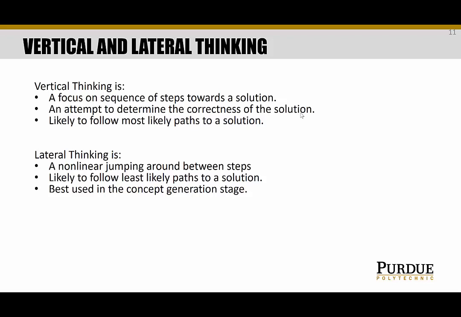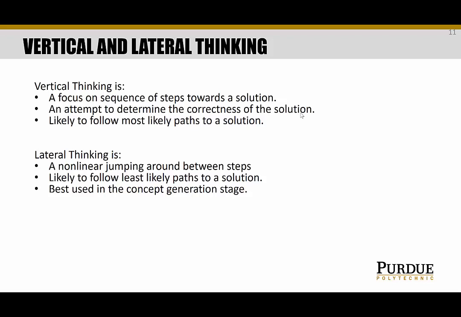So vertical thinking focuses on sequential steps towards a solution and tries to determine the correctness of the solution throughout the process. In contrast, lateral thinking is nonlinear, jumping around between steps with no attempt to discern between right and wrong solutions. As such, lateral thinking tends to follow a least likely path to a solution with a goal to develop as many solutions as possible. Vertical thinking follows the most likely path, attempting to narrow down to a single solution.